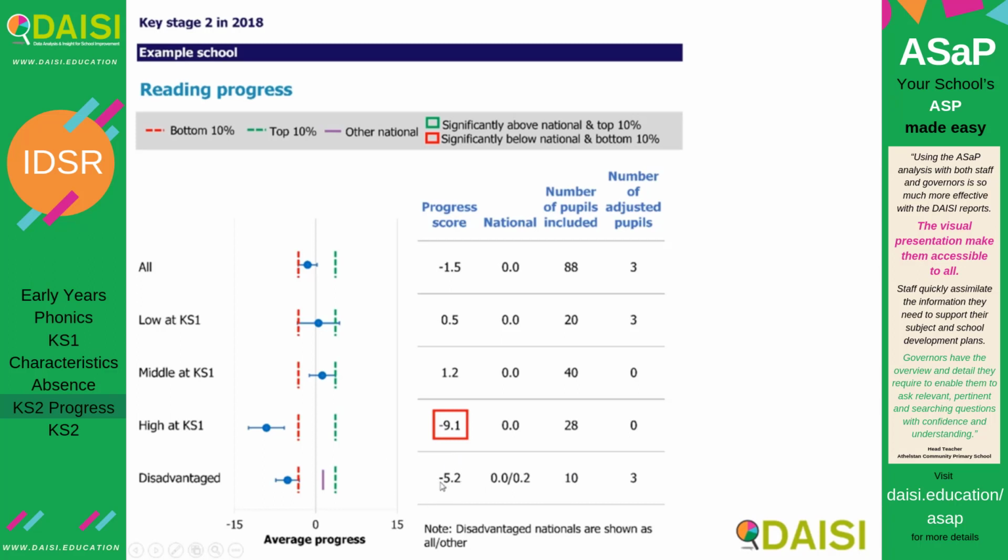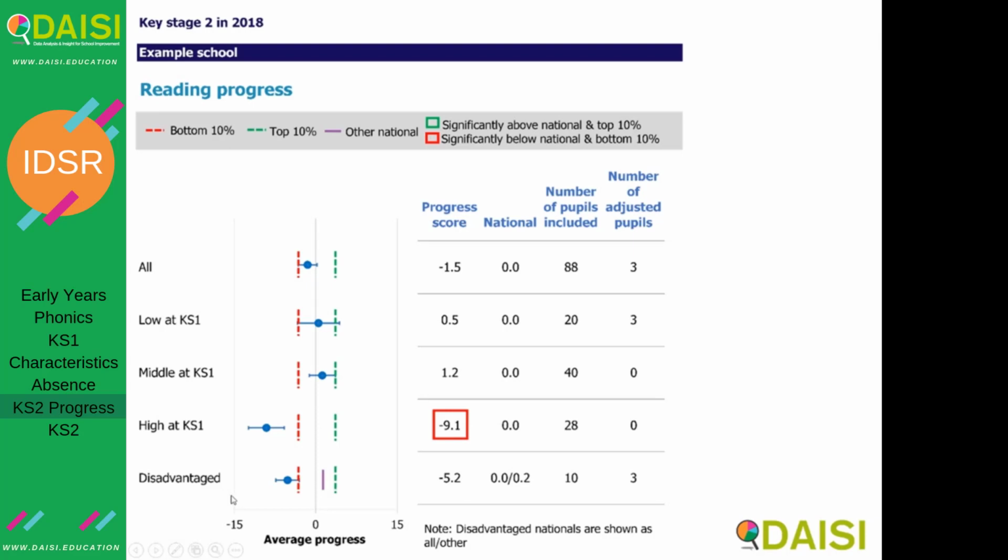So at this stage, it would be good probably for you to pause the video and have a look at your own reading, writing and maths progress and see whether you are average, in line with the national average, or above or well above, or below or well below for your all, low, middle, high and disadvantaged pupils.